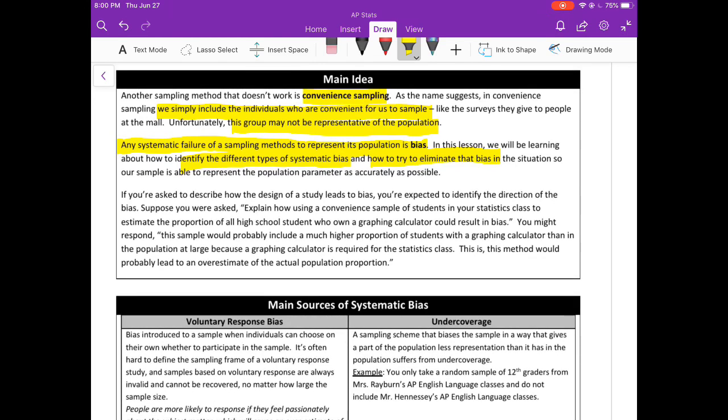If you're asked to describe how the design of a study leads to bias, you're expected to identify the direction of the bias. Suppose you were asked, explain how using a convenience sample of students in your statistics class to estimate the proportion of all high school students who own a graphing calculator would result in bias. And you can say, this sample would probably include a much higher proportion of students with a graphing calculator than in the population at large, since the graphing calculator is required for the statistics class. This method would probably lead to an overestimate of the actual population proportion.